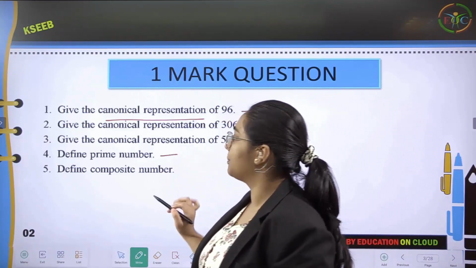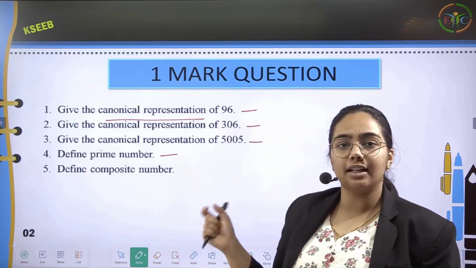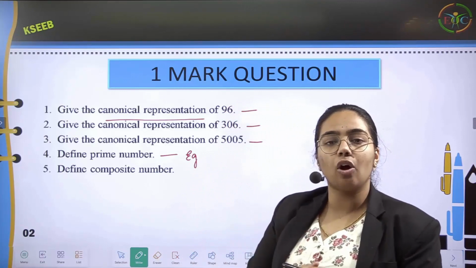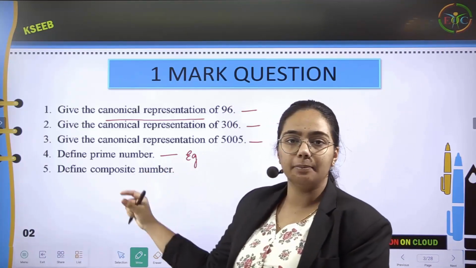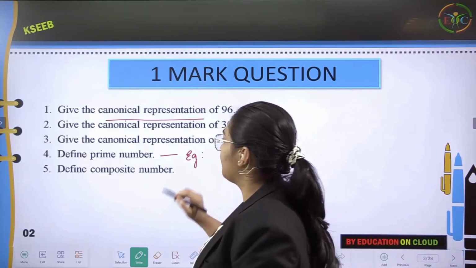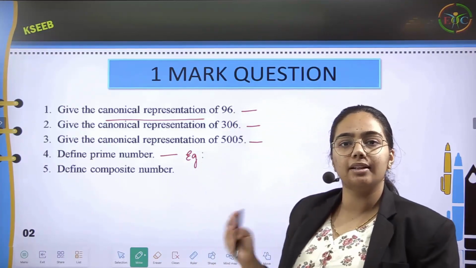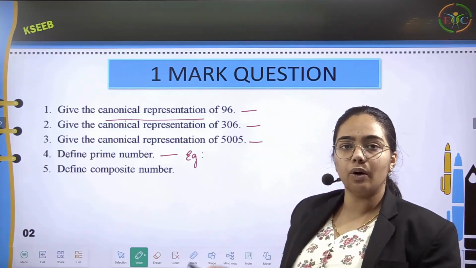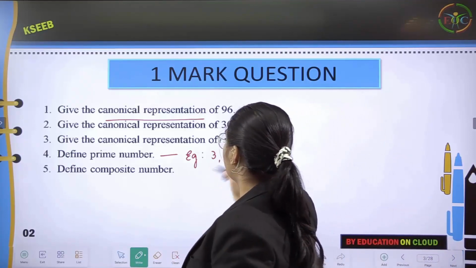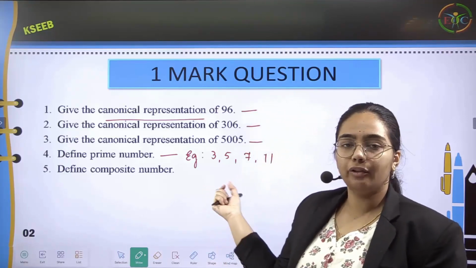Define a prime number. What is a prime number first of all? If you're not well versed in defining a prime number, you can just state it in simple words and write examples. Prime numbers are numbers whose only divisors are 1 and the number itself. For example 3, 5, 2, 7, 11 or anything. You can just name a few examples.